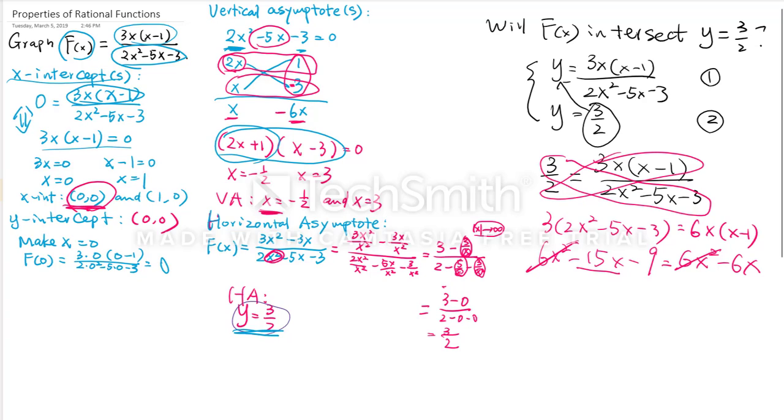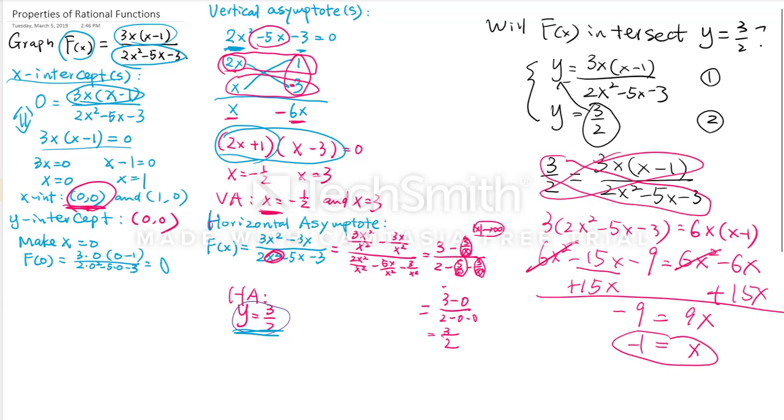Let's move negative 15x to the other side. Plus 15x on both sides. You have negative 9 equals 9x. Divide both sides by 9. X equals negative 1. So this means when x equals negative 1, there's an intercept between f of x and the horizontal asymptote y equals 3 over 2. So what is the point? Negative 1. What is the y value? 3 over 2 here. Okay.